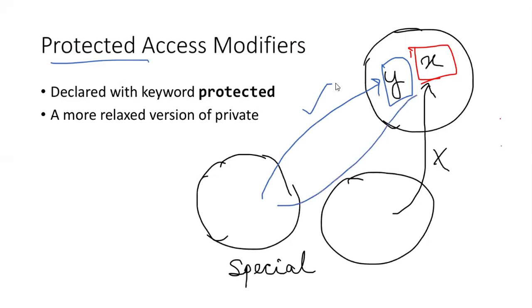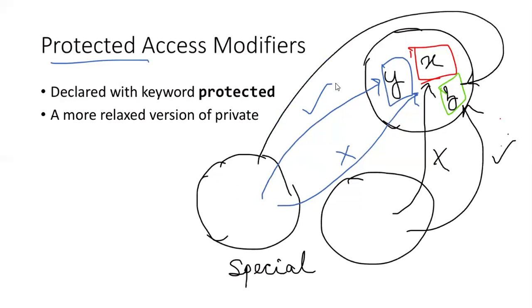But again, if I want to access X here, I will not be allowed. So y I can access because y is protected, whereas x I cannot access because x is private. And say I have another variable z, which I will mark with green. So this is public. In that case, it will allow me access from here, and also from any other object, I will be able to access z.